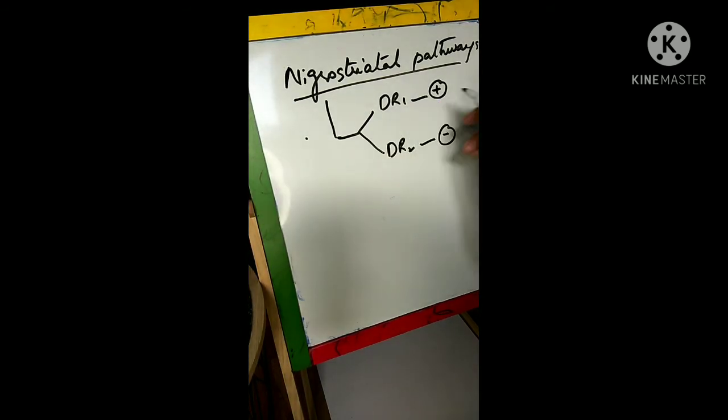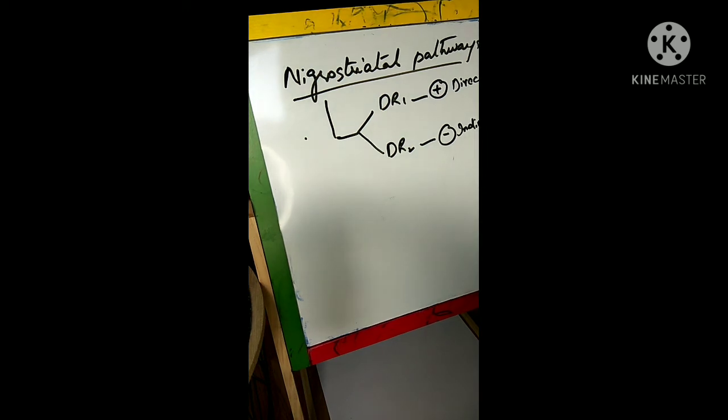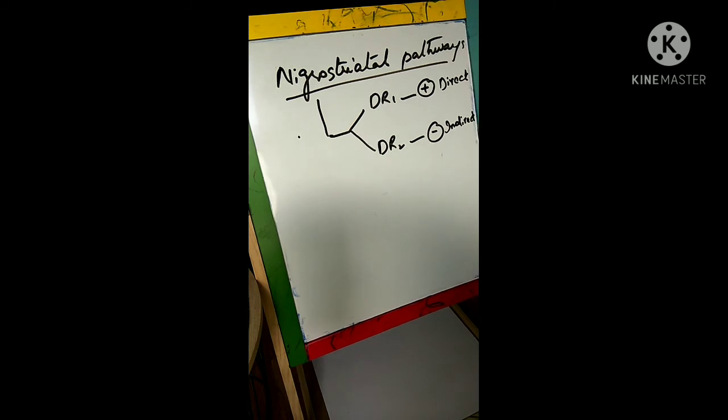So the next pathway is the nigrostriatal pathway. It has basically two types of receptor, DR1 and DR2. The neurotransmitter is dopamine, acting on the dopamine receptors. The DR1 actually acts on the direct pathway and DR2 acts on the indirect pathway. It results in the modulation of the movements.